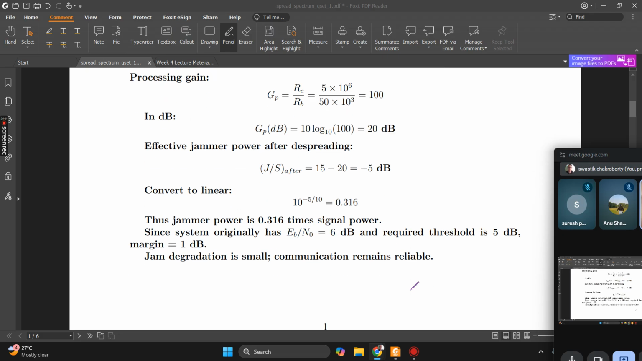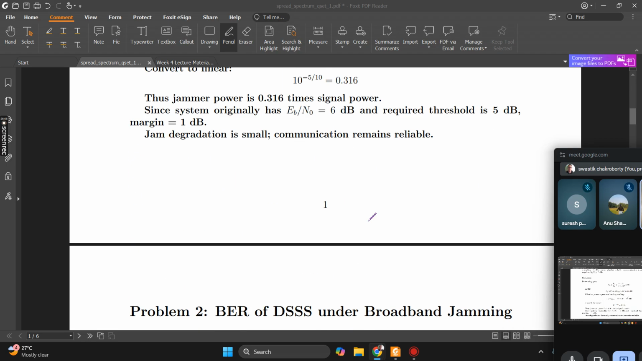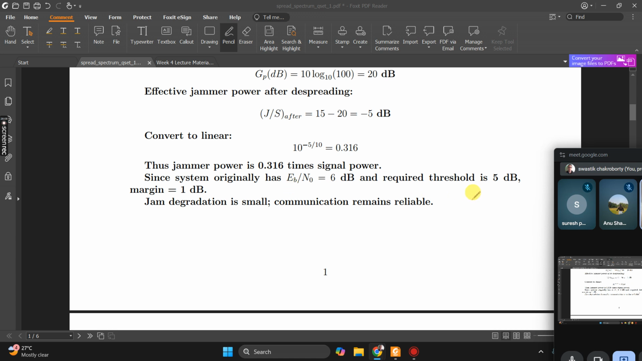Now the system EB by N naught is 6 dB, and the required threshold EB by N naught is 5 dB. Since the jamming degradation is only 0.316 and there is a margin of 1 dB, we can say that the communication will remain reliable. Because the jamming power is minus 5 dB, it is below the margin. It was originally 6 dB and the threshold for communication is 5 dB, so you have 1 dB margin.